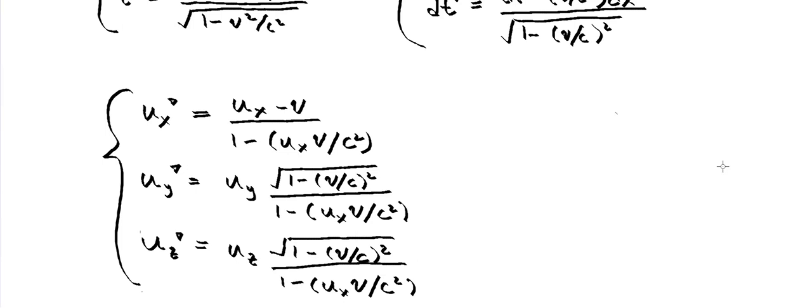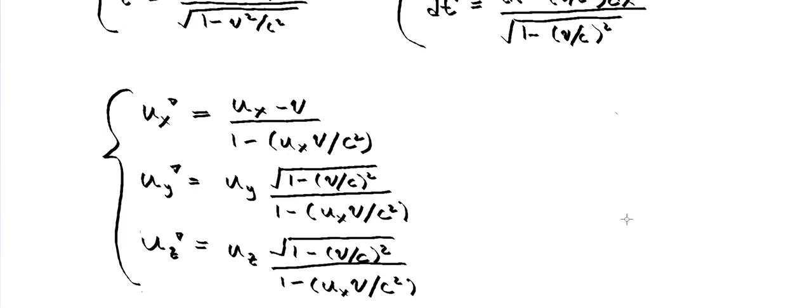uy prime is equal to uy times numerator square root of 1 minus v squared over c squared, divided by denominator 1 minus quantity ux v over c squared. Where again, remember that the v here is assumed to be the relative velocity along the x-axis. So it is the magnitude of the velocity along the x-axis, and it could be plus or minus.